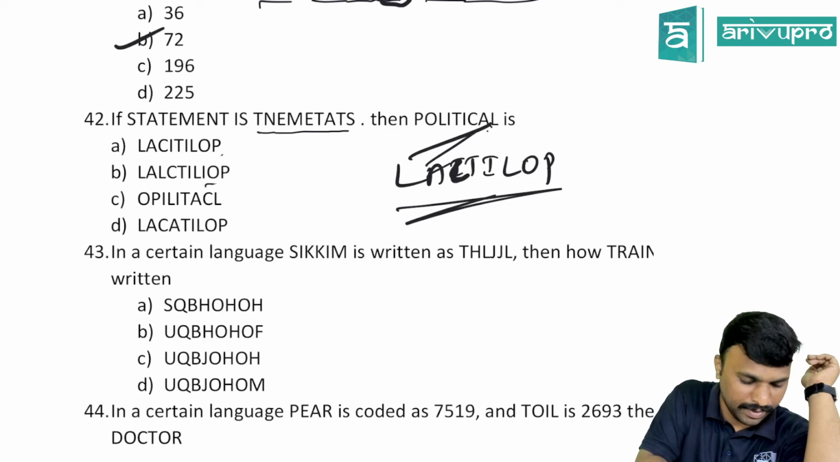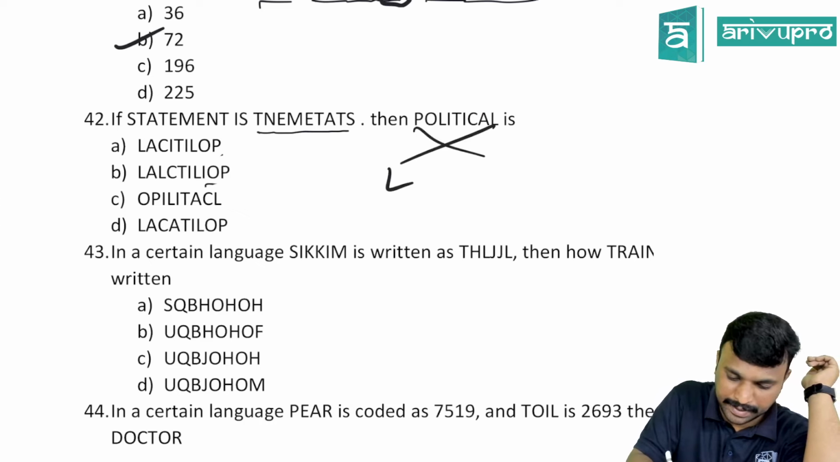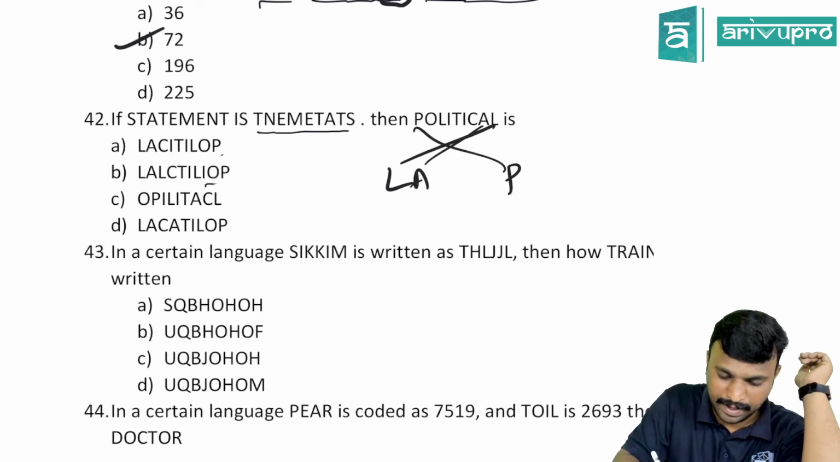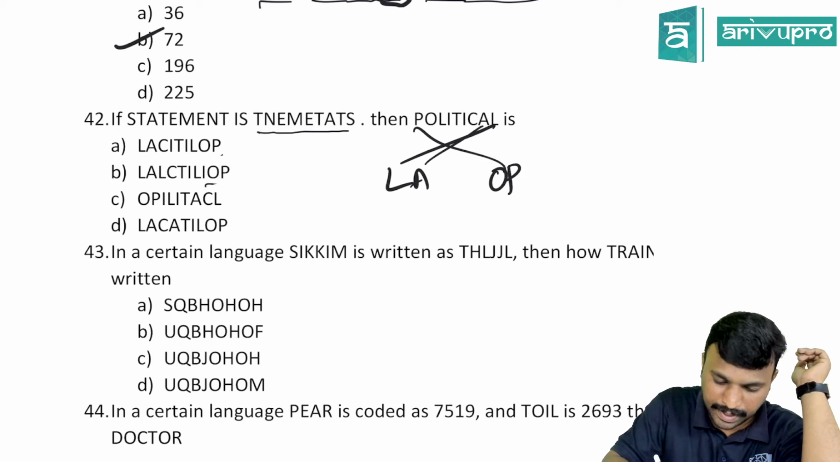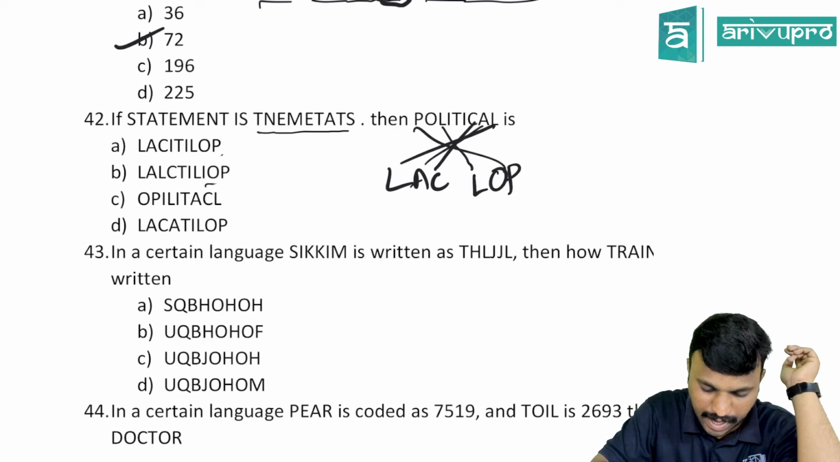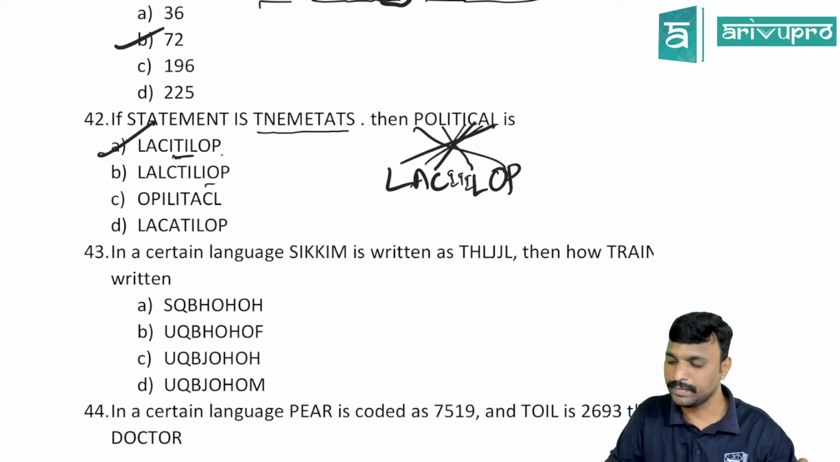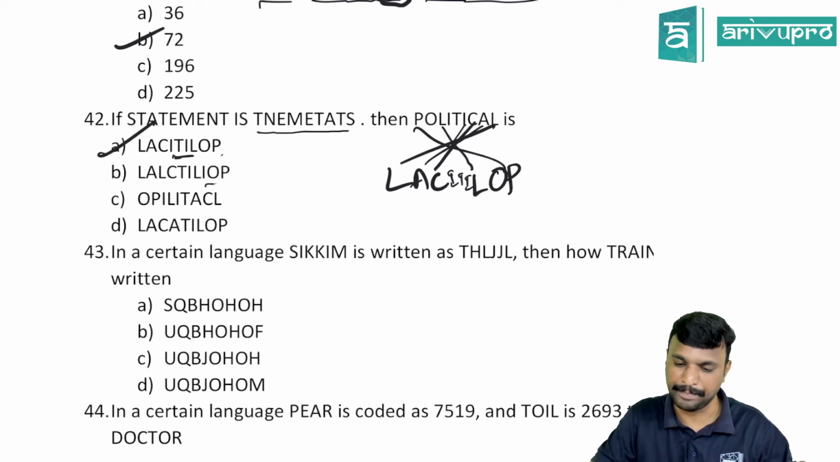Then, oh, there's a mistake here. One second. First letter is L, last letter is P, and the second letter is A, last but one letter is O, and then C over here. So definitely LAC, and then L here, and then we are left with ITI. So T will stay at the center only. So the right answer is ITI. So therefore the right answer is option A. Is it clear? Right option is option A.